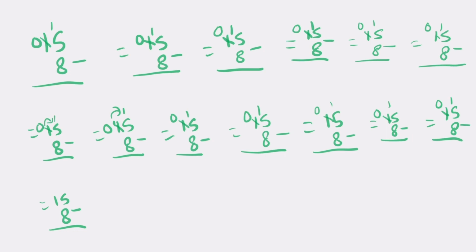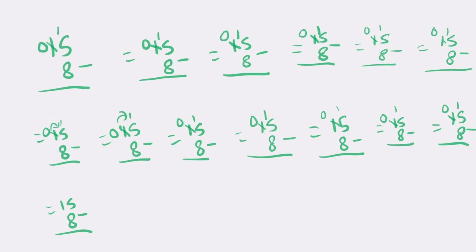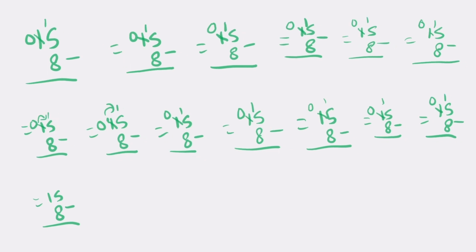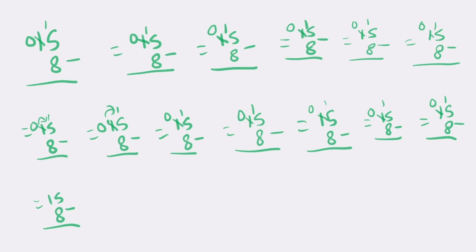Now, you can't take away 8 from 5, because that would be a negative number. So what you have to do here is carry the 1 over here, make that a 0, and that would leave you with 15 minus 8.